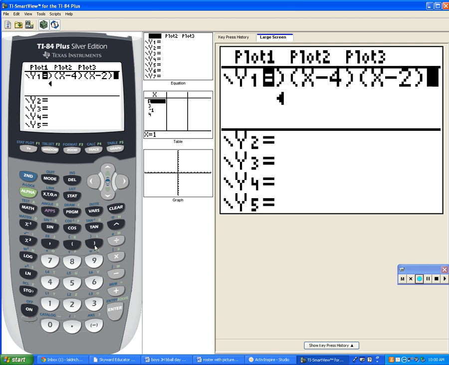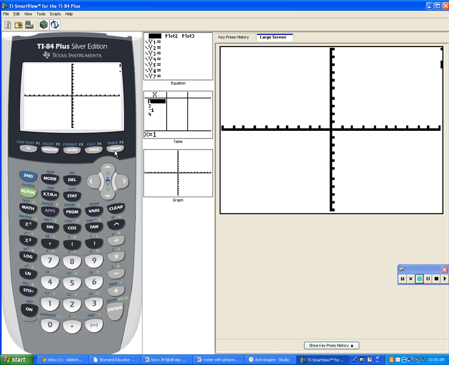So what's going to happen here is the graph is going to cross the x-axis at 2, and what happens at 4? It's only going to touch it and then go back the other way. So it crosses at 2, and then at 4 it just touches it and then goes back. Okay? So that's what the multiplicity of 2 does.